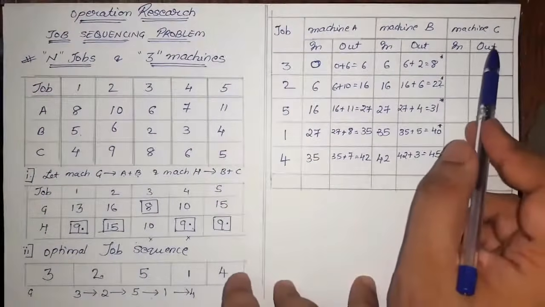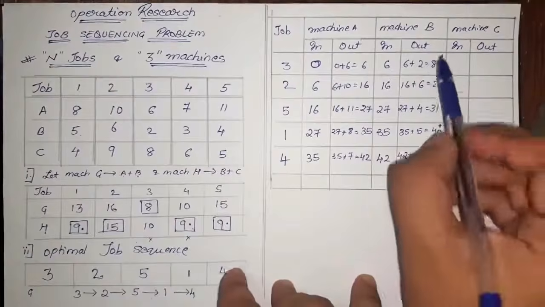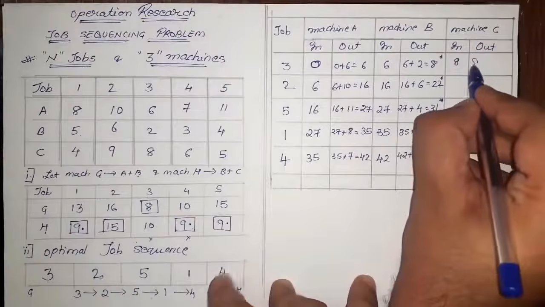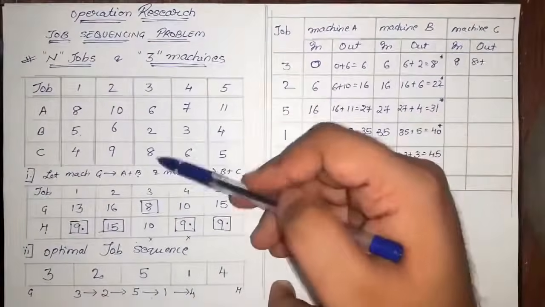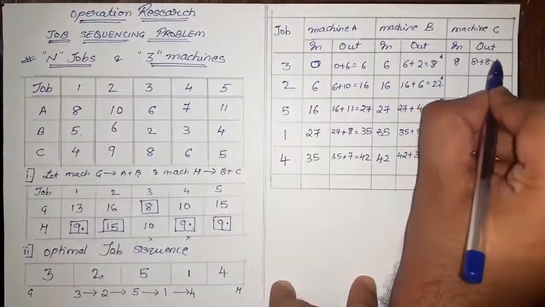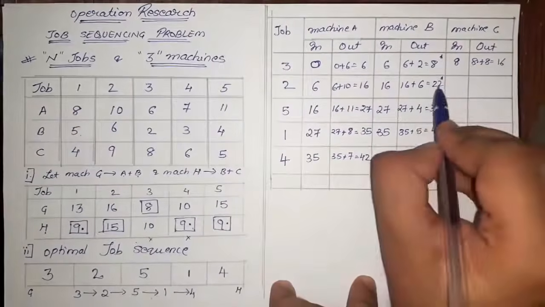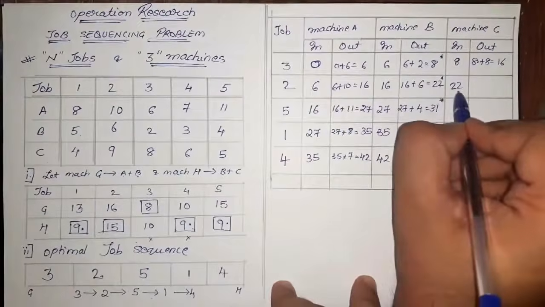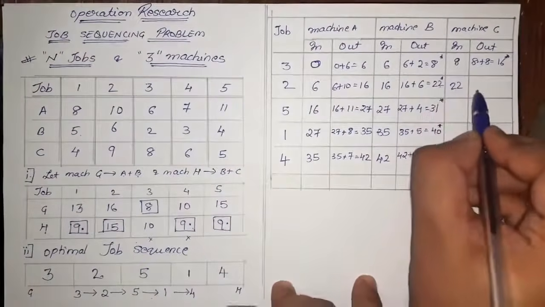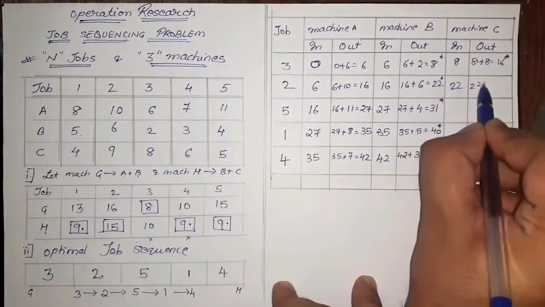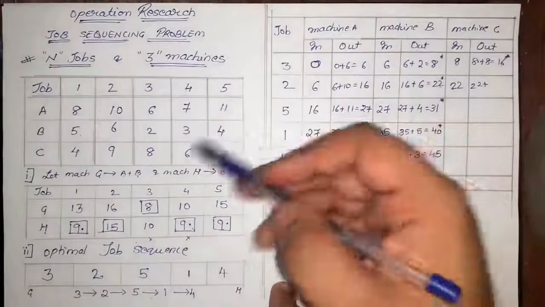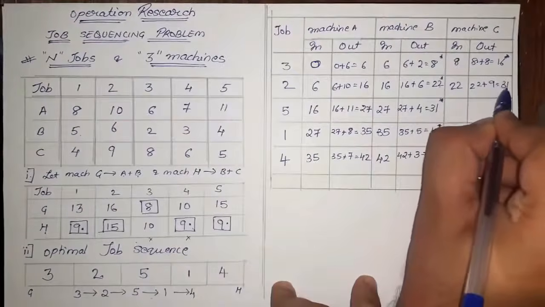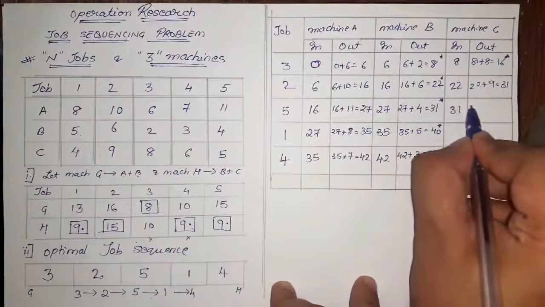Similarly for machine C will start only after machine B gets done. So machine B's out time will become in time of machine C. So 8 plus third job 8 hours, which is equal to 16. 16 less than 22, so we note down 22. So there is some idle time here. Next will be 22 plus, this is the second job, so second job has 9 hours, which is 31. 31 equal to 31, so no issues.